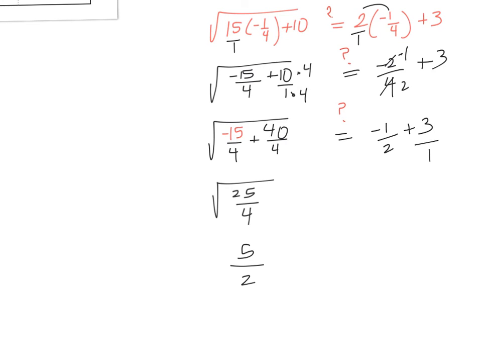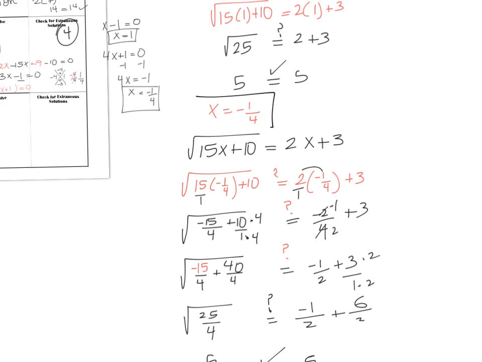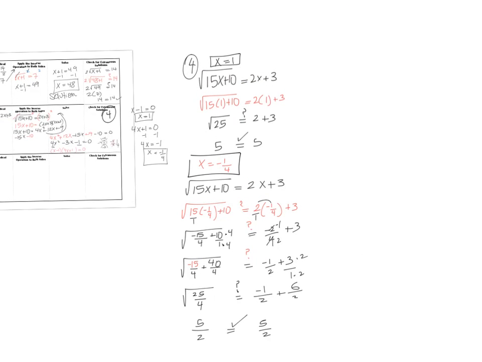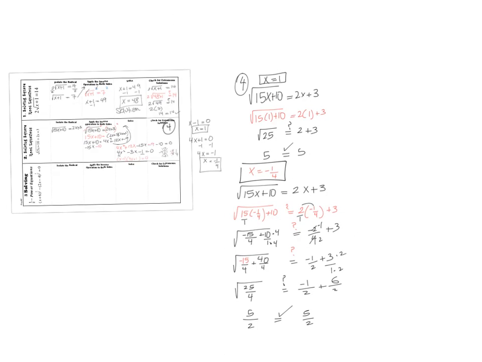To be able to add those two fractions, I have to have the same denominator. So I need to multiply the bottom by 2 and the top by 2. 3 times 2 is a 6. And that's -1/2 plus 6 over 2. It is 5 over 2. So yes, as you can see, I have two acceptable solutions: x equals -1/4 and x equals 1. Okay? So both of them are acceptable solutions.